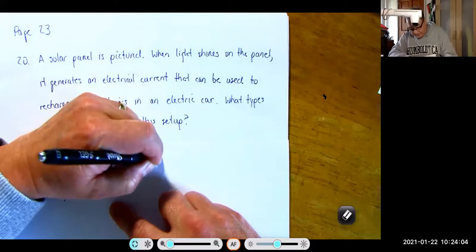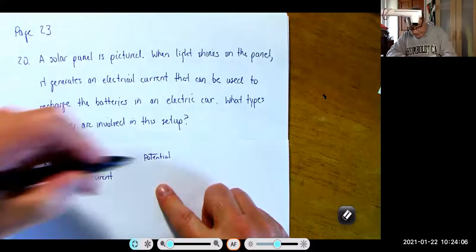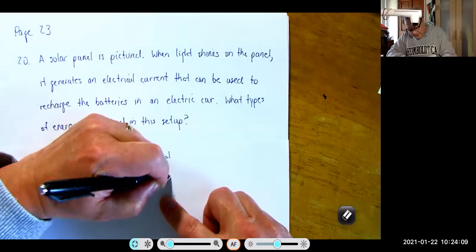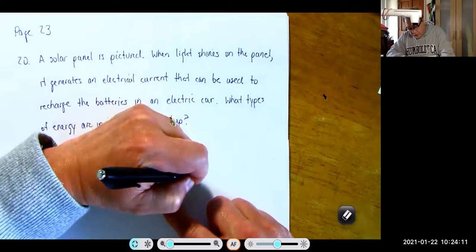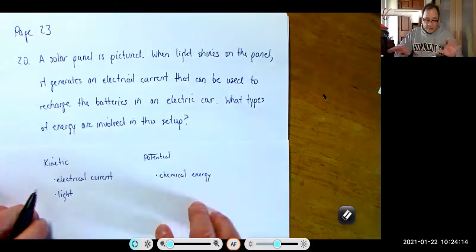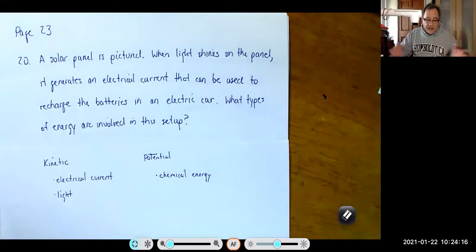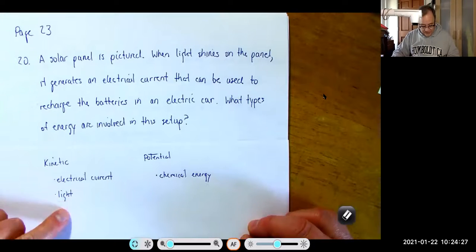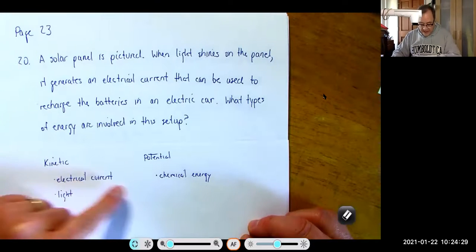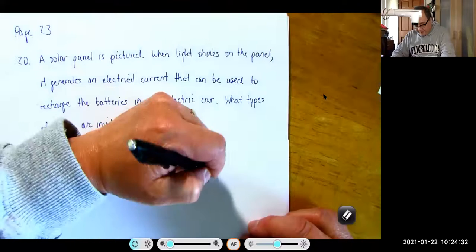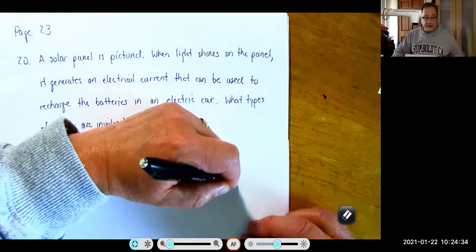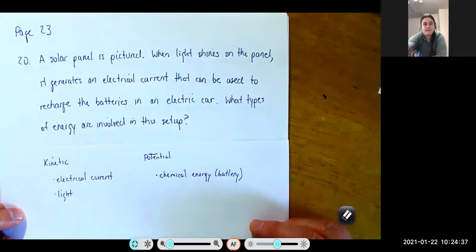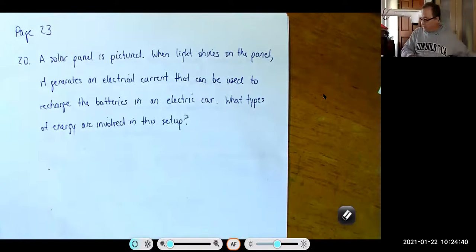Potential energy, the battery. And that's chemical energy, because when you charge the battery, you're separating chemicals that, when they unseparate, provide energy. So this is what we have in this setup: light, which is kinetic, electrical current, which is kinetic, and the battery, which is chemical energy. Any questions on that one? Nope. Okay, then we shall move on.